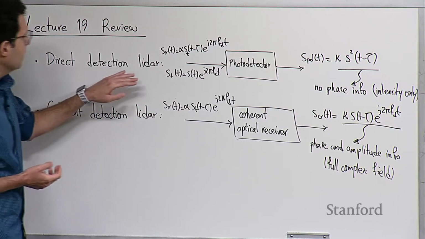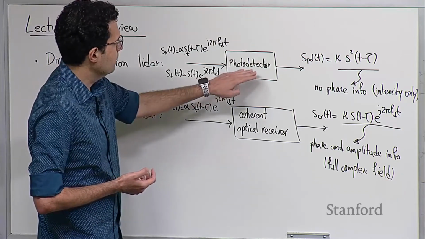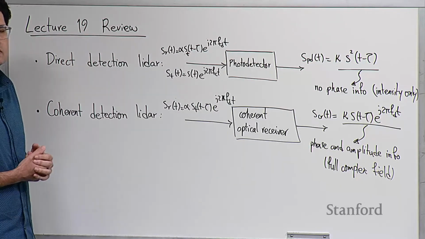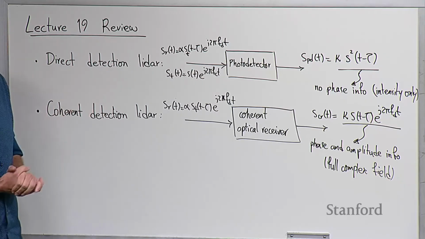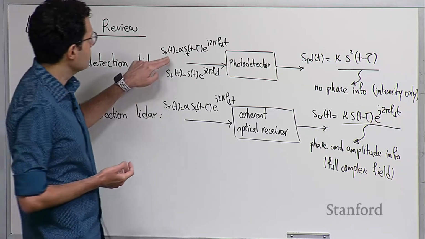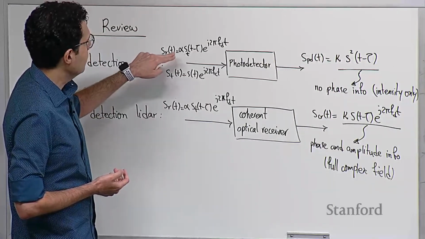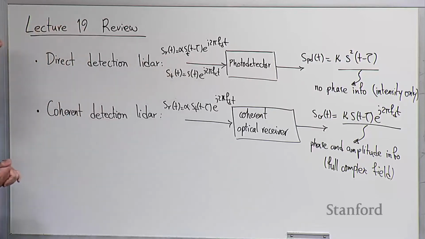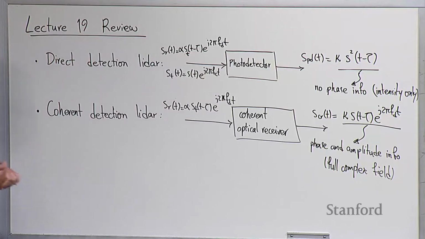Specifically, direct detection LiDAR systems employ a simple photodetector. And as we know, the signal that you get out of a photodetector is proportional to the incident power, or intensity, of the light. So if you have some received signal waveform, which we call S_R, it is the attenuation factor alpha times the delayed transmitted waveform, S_T of t minus tau, times the Doppler shift, e to the j 2 pi f_d t.